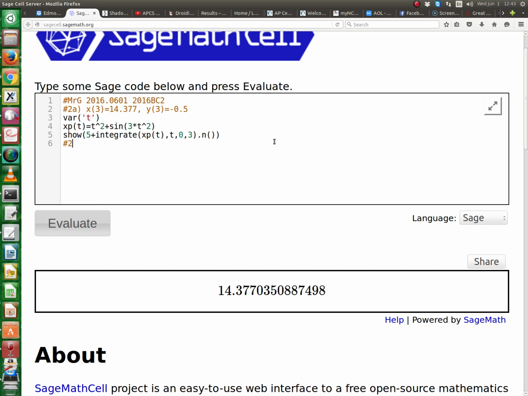Part 2b. We're going to try and figure out dy/dx. How are you going to figure that out? It's going to be 0.5 for the slope of that line segment, dy/dt over dx/dt, but dx/dt is x prime of 3, isn't it? All right, so what we get.